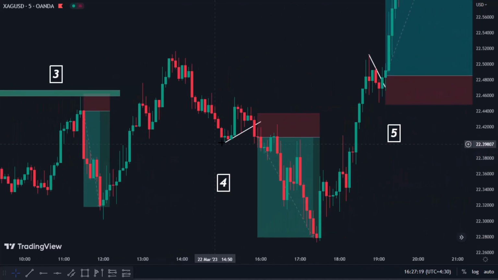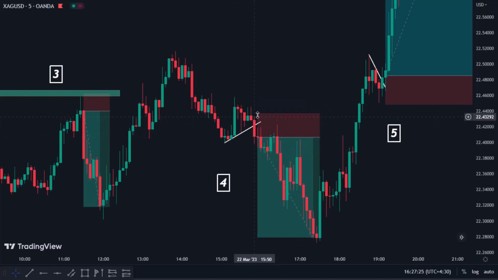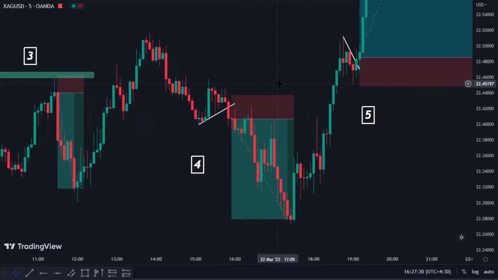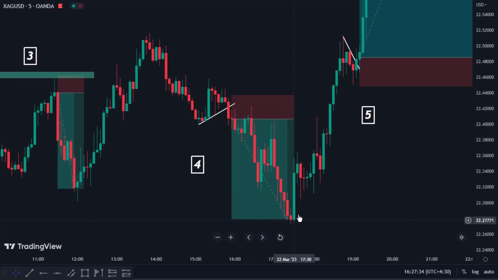On trade 4 we had this trend line with 1, 2, 3 touches. On the fourth time it was broken here, we could enter a sell position, put our stop loss above the candle or somewhere safer here or even here, and look for risk reward 2, which gives us something around 4.3.